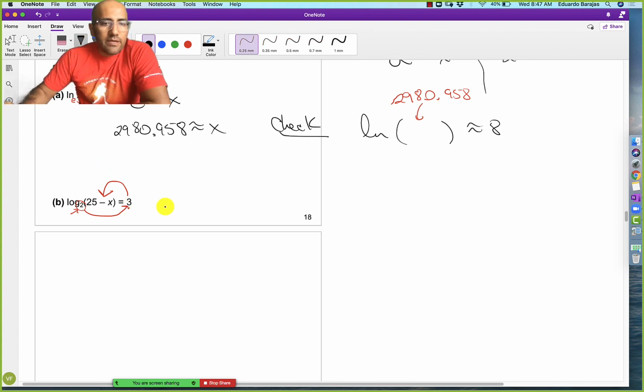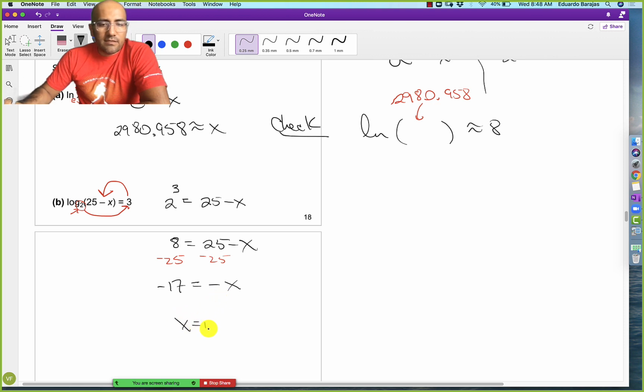We get that this must mean that 2 to the power of 3 must be equal to 25 minus x. Good. All right, well, 2 to the power of 3 is just 8. 8 must be equal to 25 minus x. And now we just solve for this guy. Minus 25, minus 25 gets you to negative 17, so negative 17 equals negative x, and then divide both sides by that negative, so we get that x equals positive 17. Good. Check.